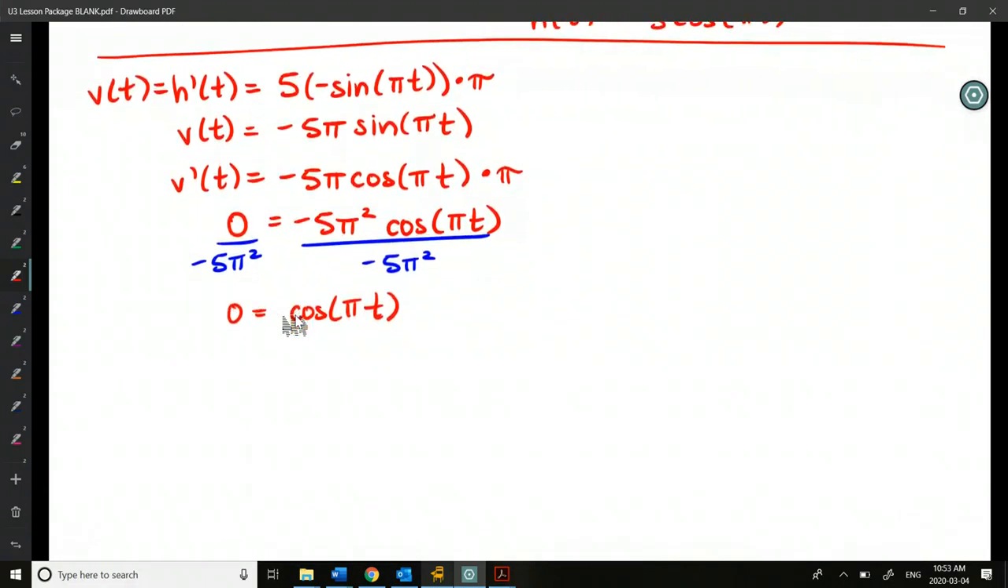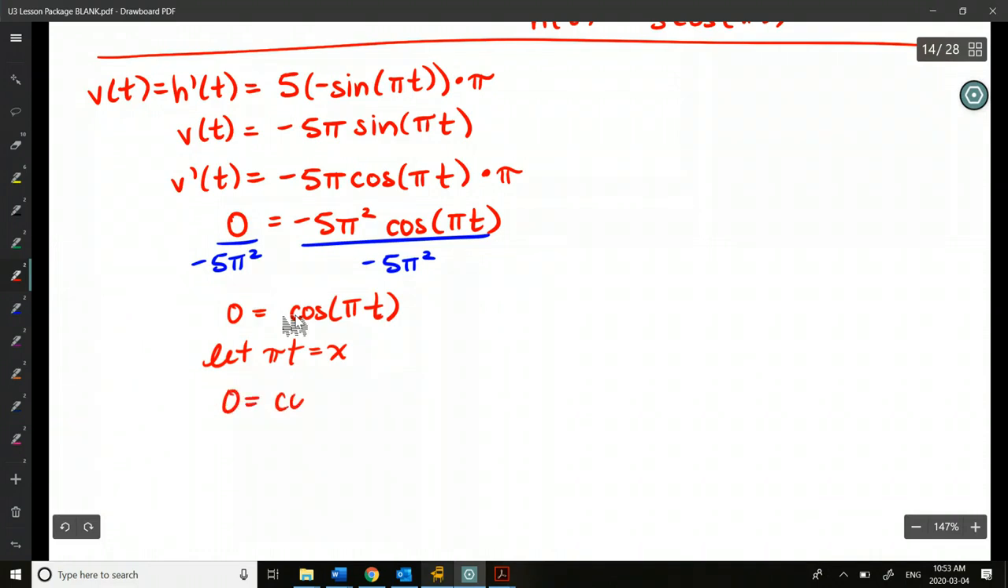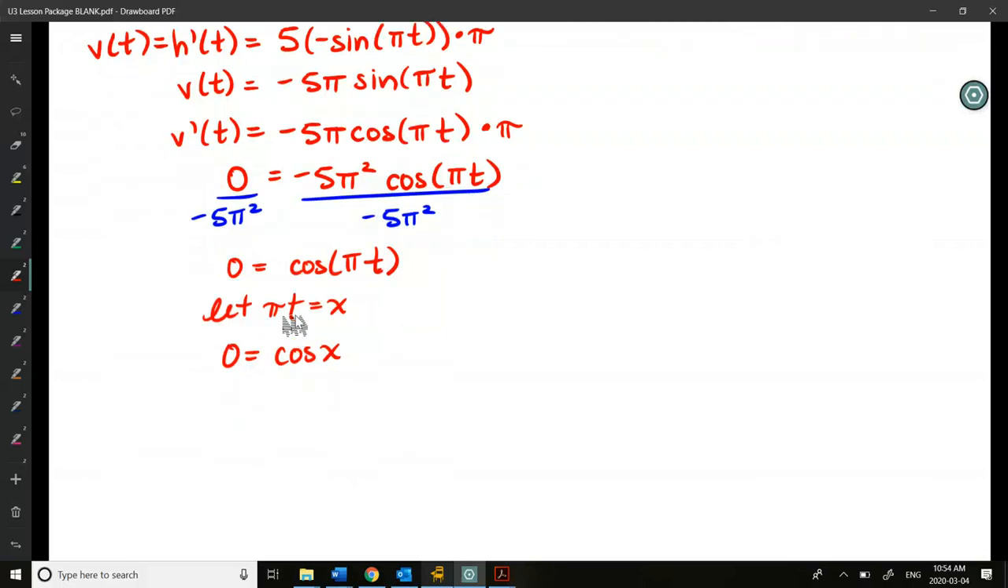And when we're solving equations like this, it can sometimes be helpful to do a little let statement. So let pi t equal x, and then just focus on solving for where cos of x is equal to 0. And then we'll sub back into that let statement. If you feel like you could do this without doing a let statement and just observing where the graph of cosine is equal to 0 and then just sub it into pi t, you can do that. But this can sometimes simplify it for us a little bit.